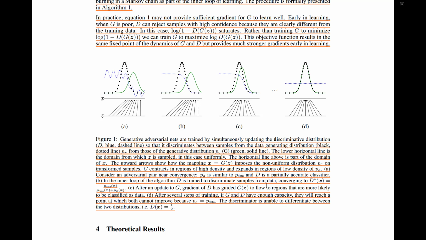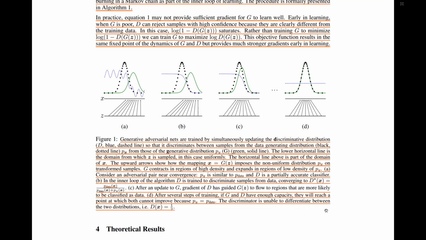So this point is very important, as once D has been trained, and now during the update of G, this gradient from D actually helps G in flowing in the right direction. Now, after several steps of training, if G and D have enough capacity, they will reach a point at which both cannot improve because PG equals P data. And at this point, we see clearly how this blue line doesn't even know the difference between the P data and the PG, as they both are the same now. And this is the aim of our task.